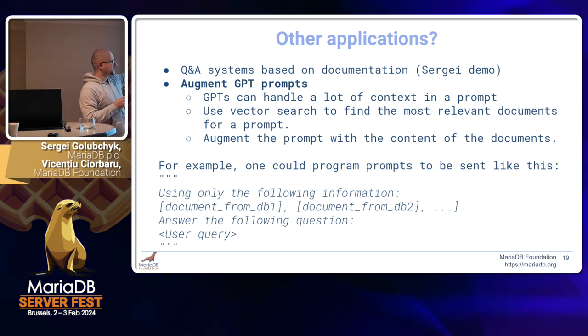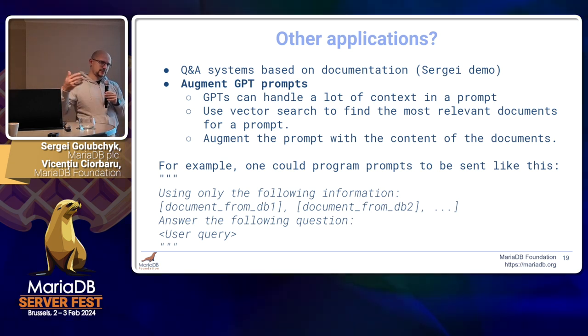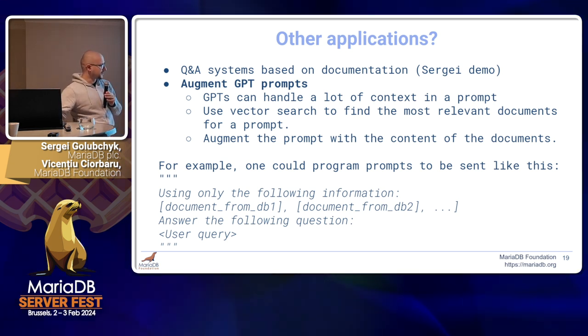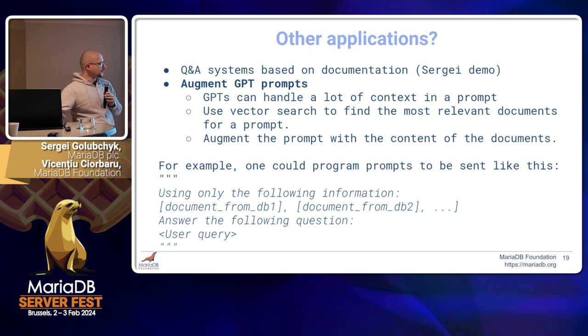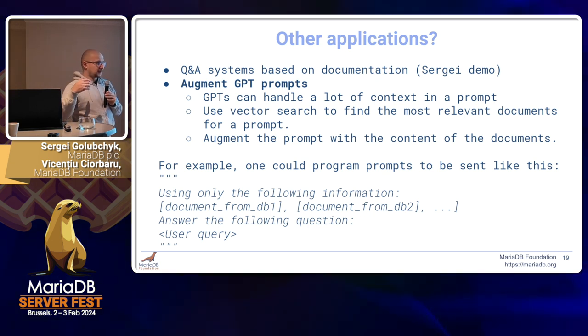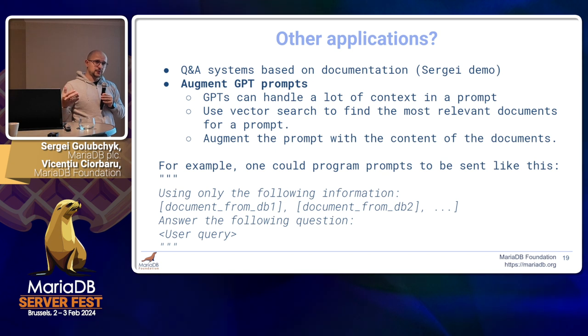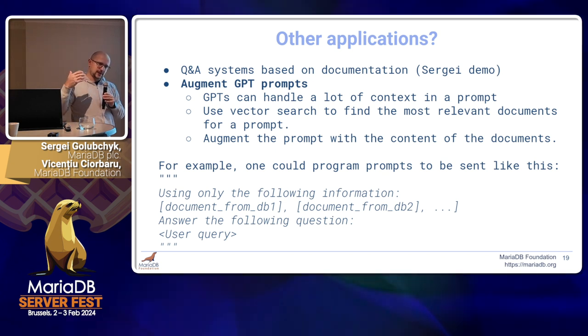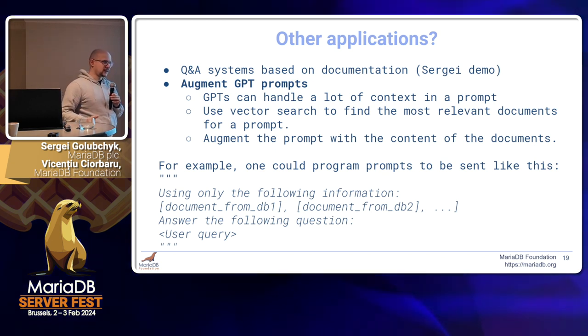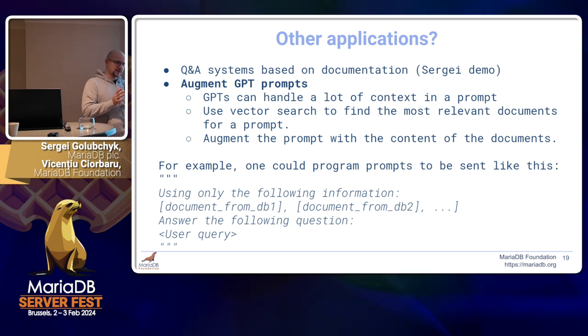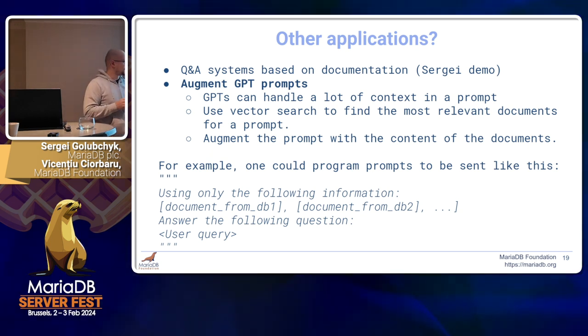The key thing is that ChatGPT can handle, with the latest releases, quite a lot of context. And when the model can accept a lot of context, you want to encourage it to respond correctly. So you give it as much information as possible from your domain.